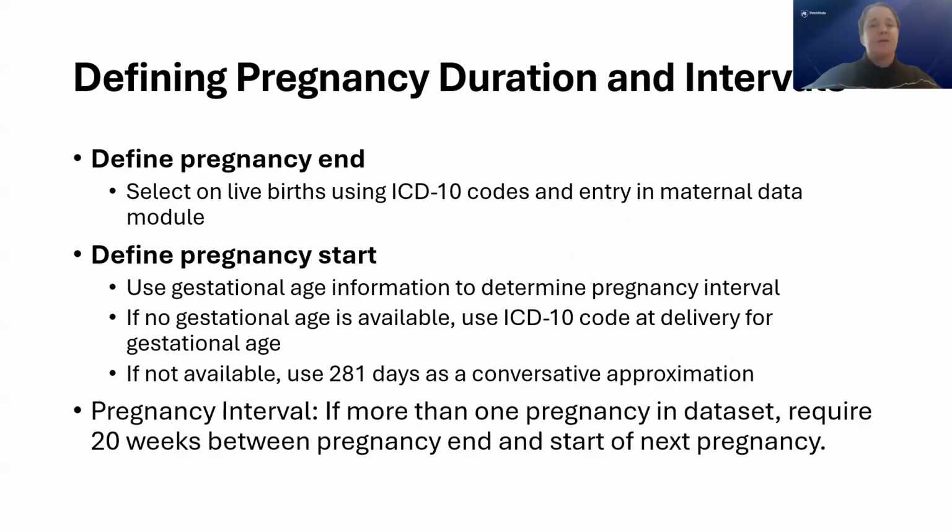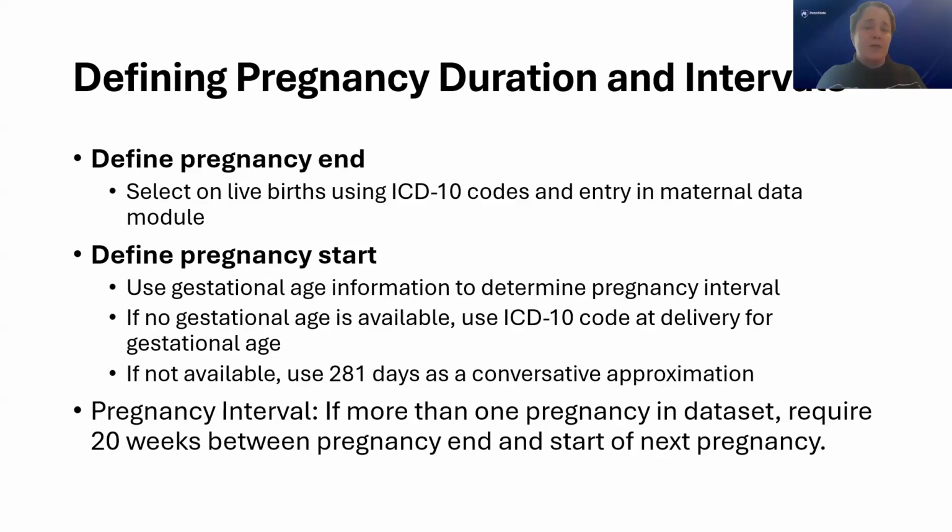Like I was mentioning earlier, it's really important to think about how you're defining pregnancy duration and intervals. So we had to go through this with our data as well. We defined pregnancy; first, we took pregnancy end. On the next 3 studies that we'll go over, all of them are live birth cohorts, because that's how we could define our pregnancy duration. We had a known pregnancy end date of live birth.